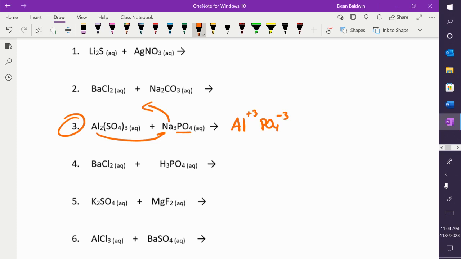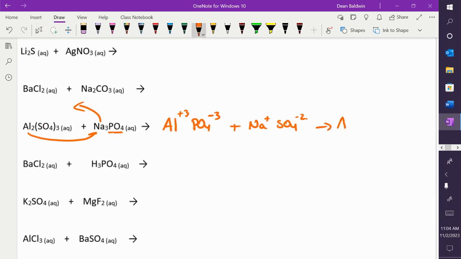So it's Al+3, PO4-3. The sodium is going to bond with the sulfate. What's the charge on sodium? It's +1. Sulfate, which is all in your data package, is -2. Then to get the actual chemical formula, you do the crisscross thing, right? If it's 3 and 3, they go away. You always put it in lowest terms. So this is going to be AlPO4 plus Na2SO4. Those are your products. That's the way I want them written.